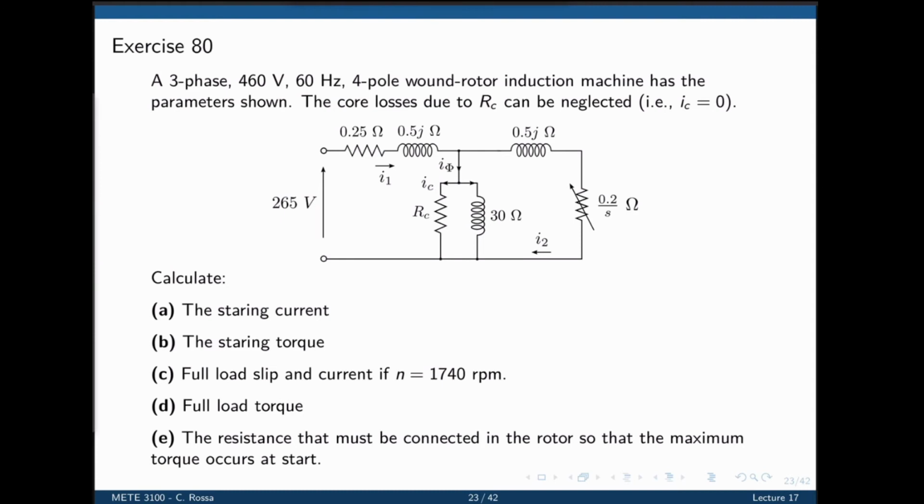You notice also that the problem says 460 volts, but that's not the per phase voltage. Per phase voltage is that divided by square root of 3. That's 265.